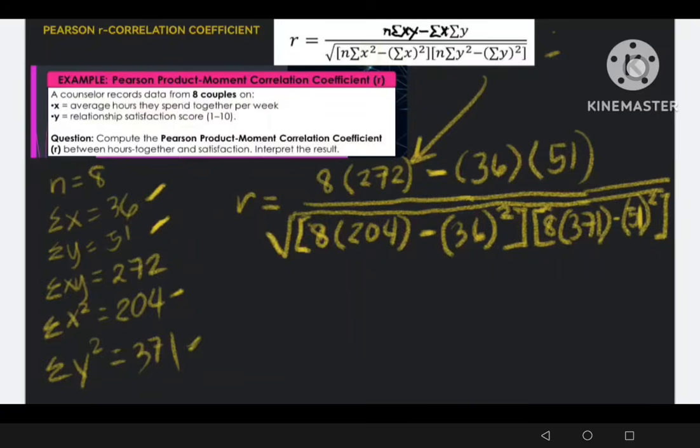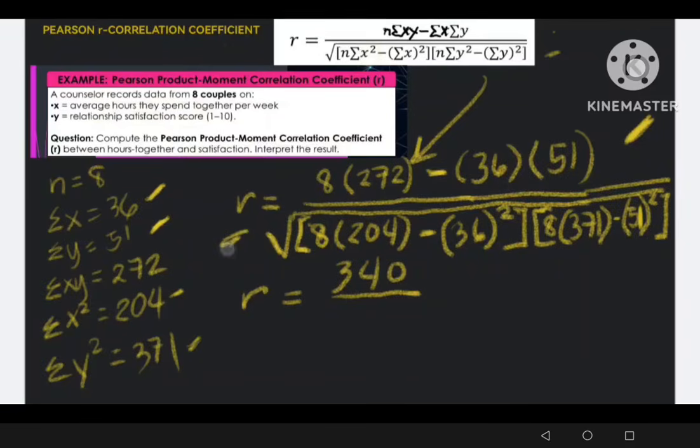We have now input the values into the formula. So, using your calculator, to be sure, solve the upper portion first. We have 8 times 272, close parenthesis, minus, open parenthesis, 36, close parenthesis, open again, 51, close, equal sign. The result that comes out is 340.